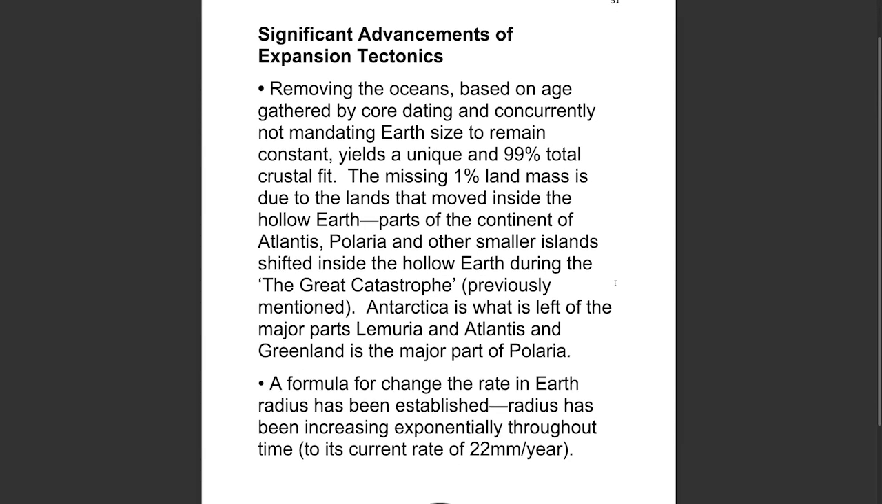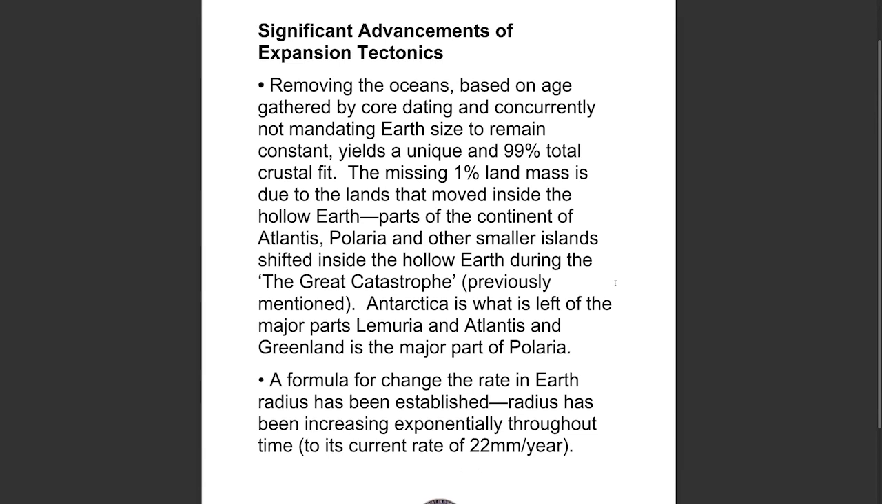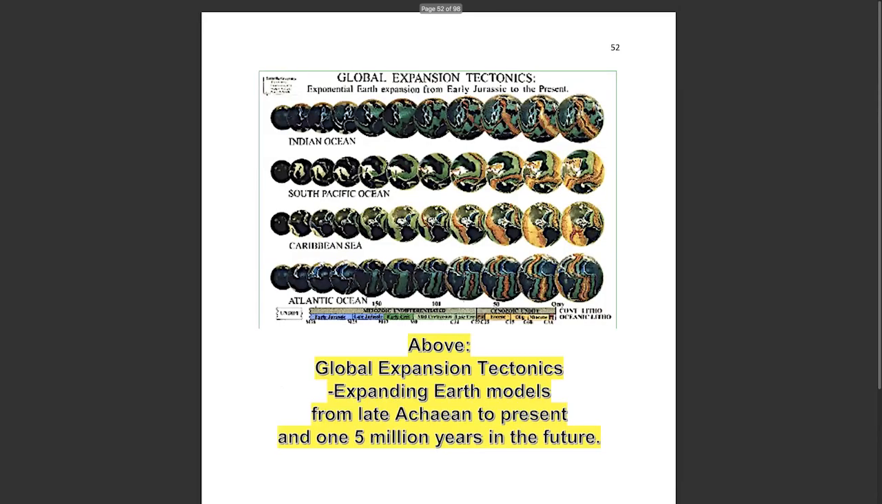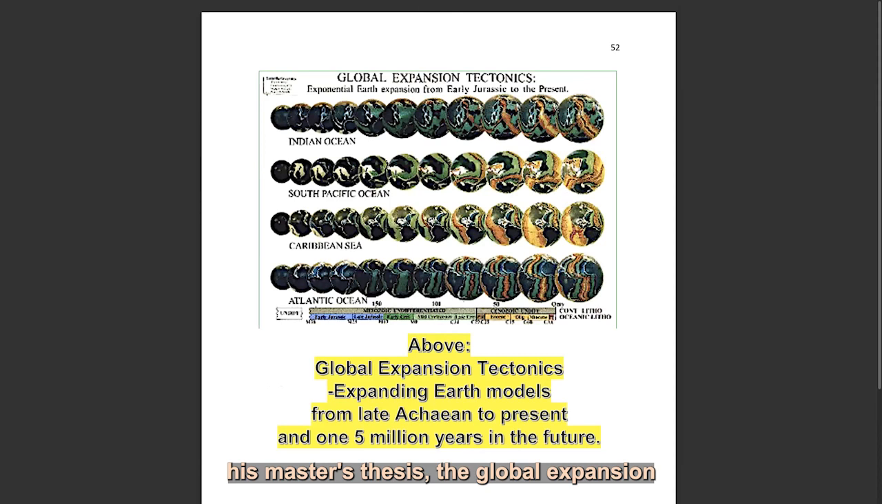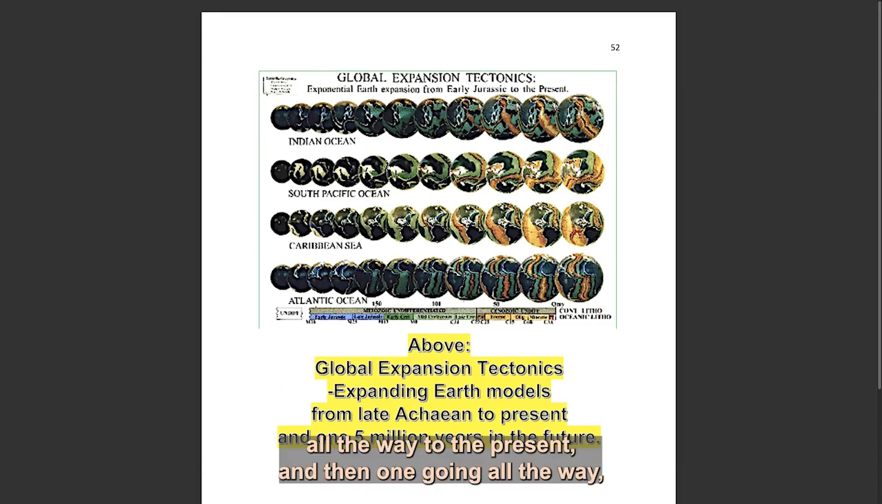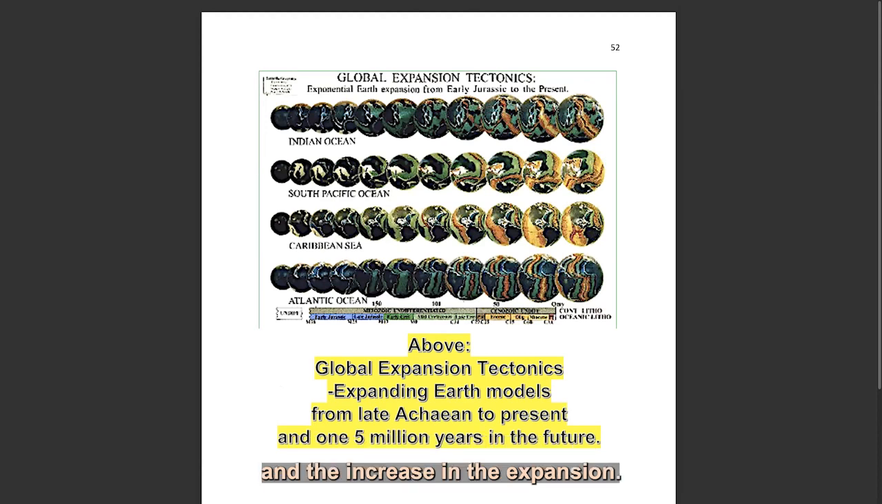Expansion tectonics also has a formula for change rate. This formula has not just the expansion rate, but the increasing expansion rate, as previously mentioned, about 22 millimeters per year at this time. So here's a model done by Maxlow, his master's thesis. Global expansion tectonics, he has models from the Archean all the way to the present, and then one going 5 million years into the future based on that expansion rate and the increase in the expansion rate.